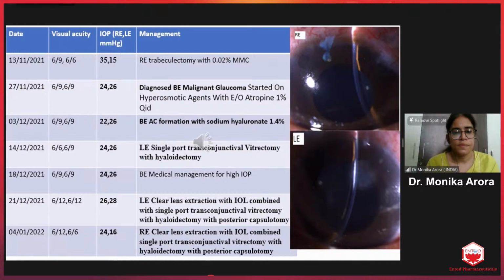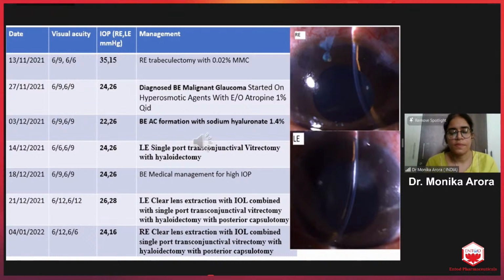On 2 weeks follow-up, both eyes were having high intraocular pressure with shallow anterior chamber, as we can see from the clinical picture. Therefore, the diagnosis was made of both eye malignant glaucoma and the patient was started on hyperosmotic agents and eye ointment atropine 1% QID.